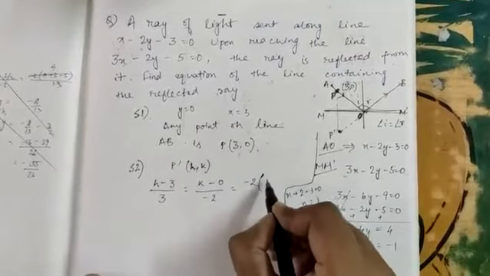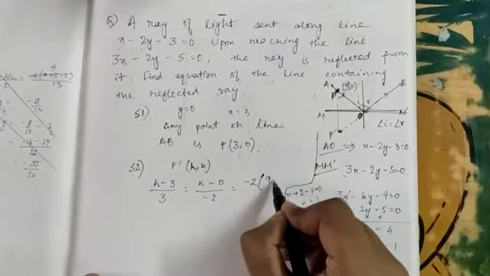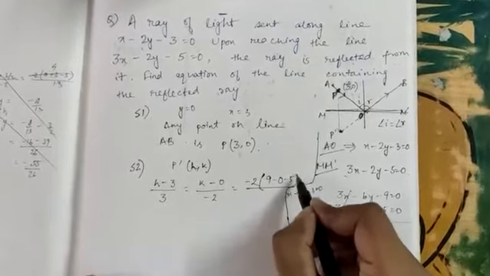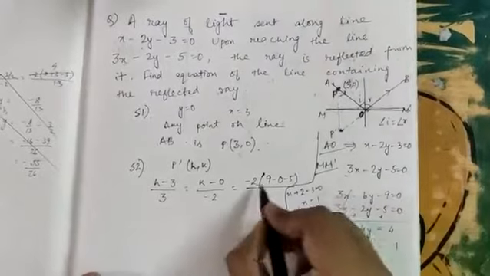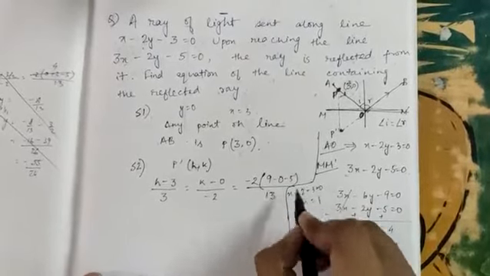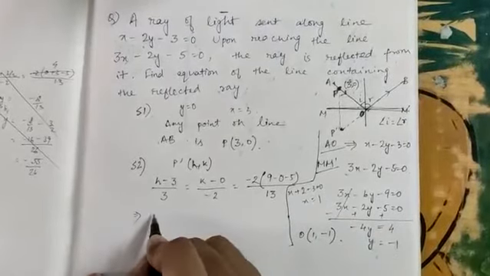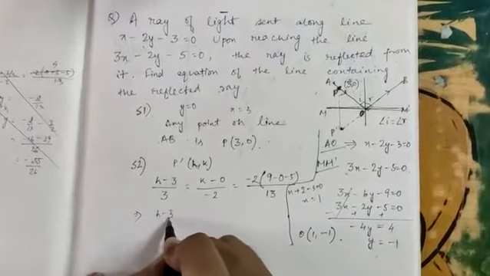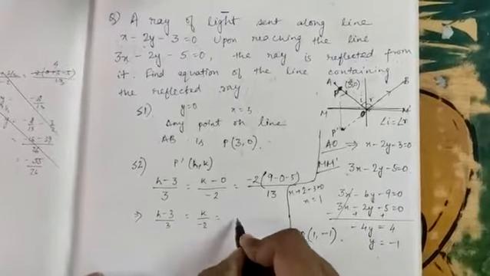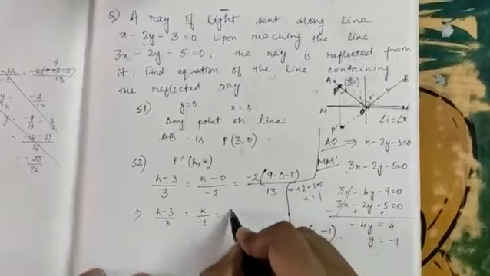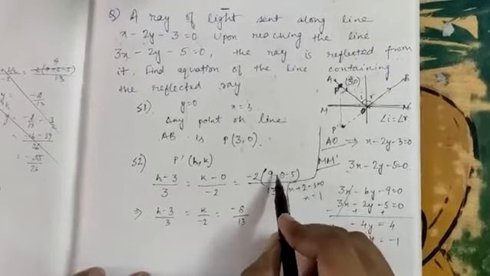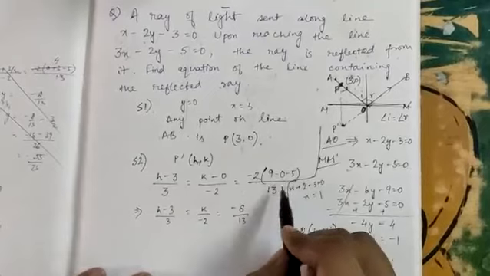It will come as 3 times 3 is 9, minus 0, minus 5, divided by 3 square plus 2 square, that means 9 plus 4, which is equal to 13. So if we solve this, (h minus 3)/3 equals k/(minus 2) equals minus 8 by 13. Is it coming as minus 8? 9 minus 5 is 4, into minus 2, minus 8.